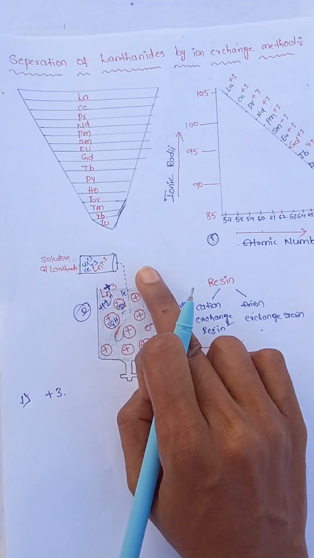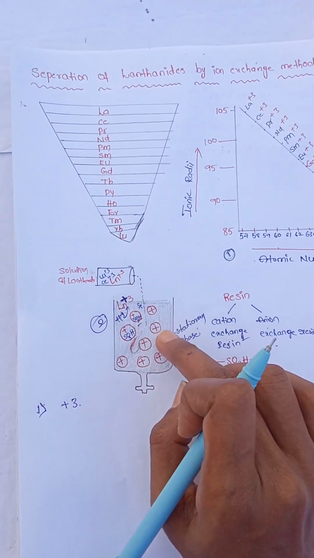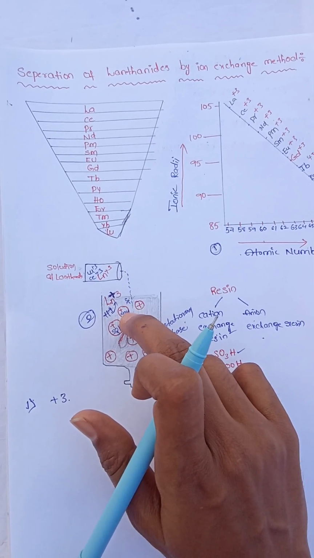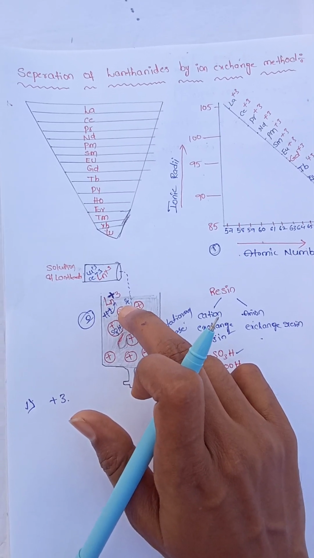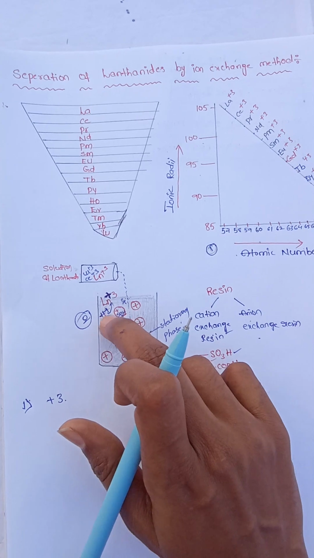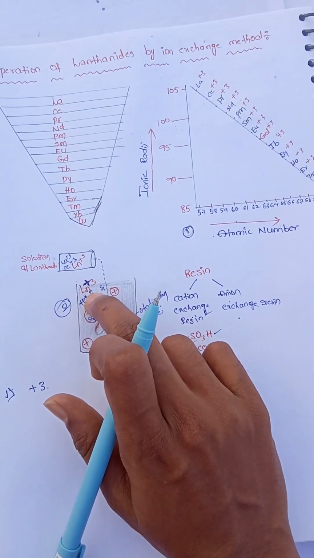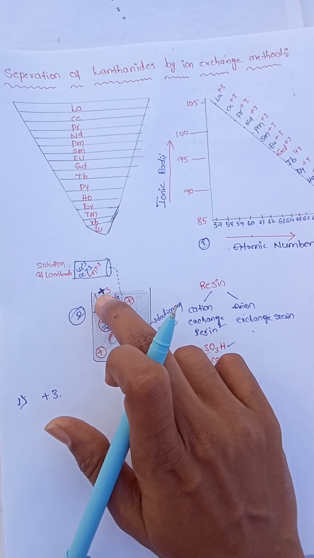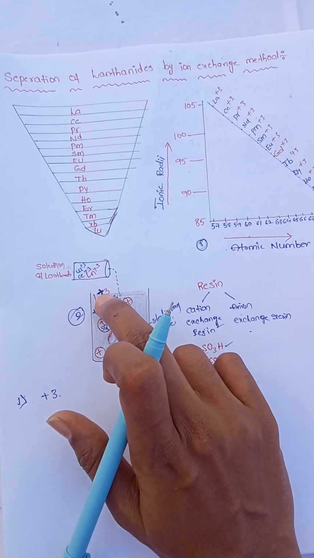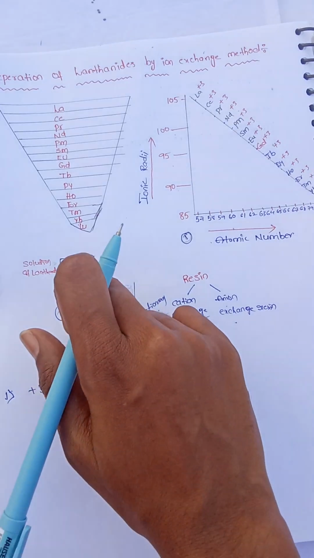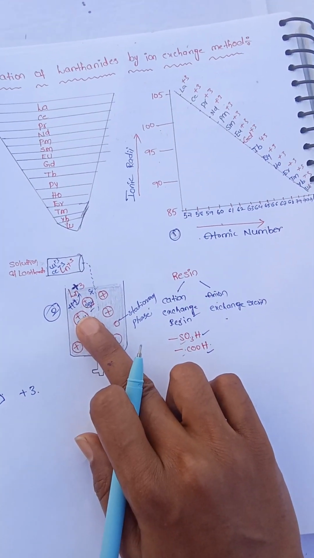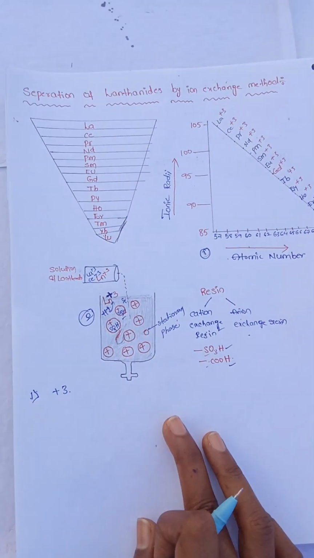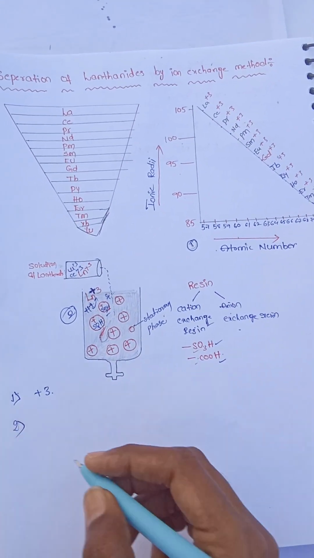So the second point: when the lanthanum solutions are poured into the stationary phase, in SO3H the H plus is the cation, and this H plus is exchanged with the lanthanum ions. These lanthanum ions are absorbed onto the cation resin, so equivalent hydrogens are released from the column. That is the second point.